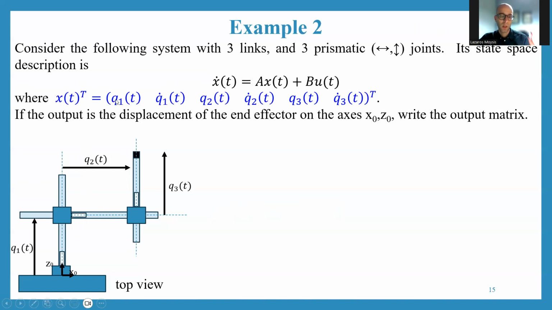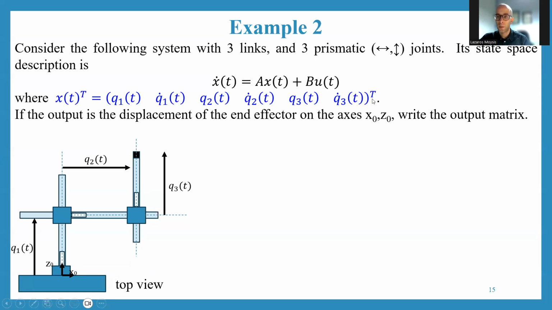So we have the displacement of the first link, the derivative of the displacement, okay, the velocity. For the second link, we have the displacement of the link, the velocity of the link, and then for the third link, we have the displacement of the third link and the velocity of the third link. So overall, six states.